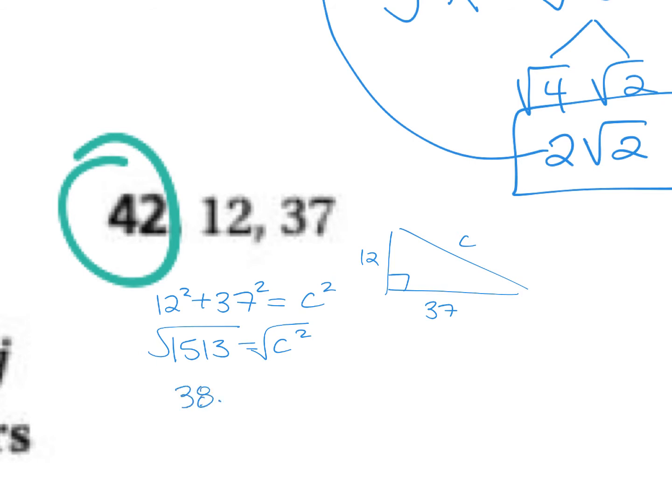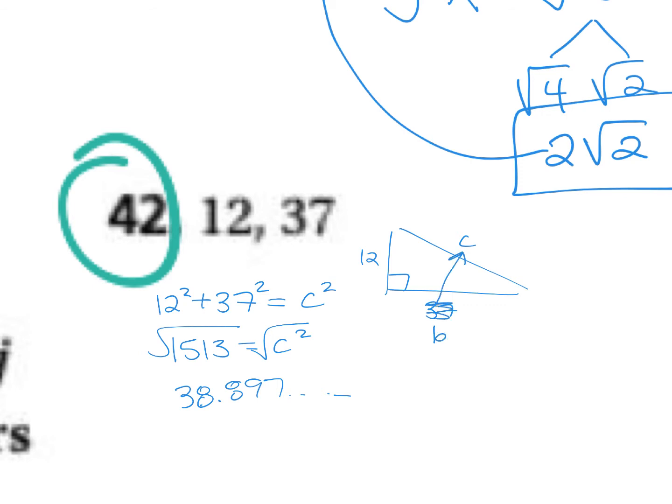And it just keeps going, okay? Not a triple, right? If you get a decimal, it's not a triple, which means what's going to be our hypotenuse? 37. Put the 37 here.